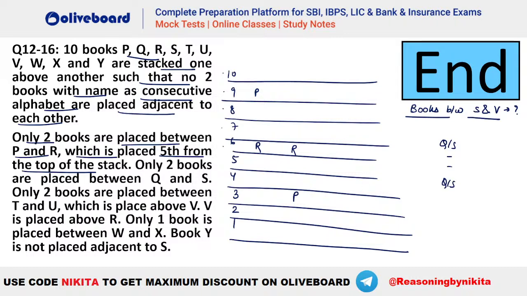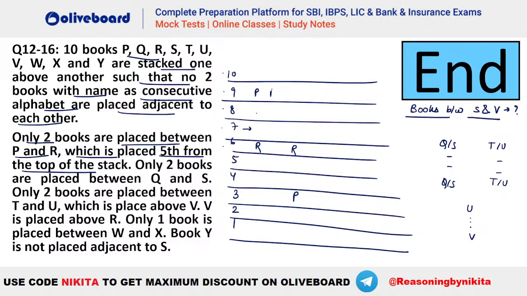Only two books are there between T and U, which is placed above V. Okay, let's write it down that there are two books between T and U, and U has to be placed above V. Now after that, what is given? V is placed above R. So V has to be somewhere above R. That is also known. So let's say if we place your V here, that means U has to be above, right? Because if we place your U here, V has to be above this, right?